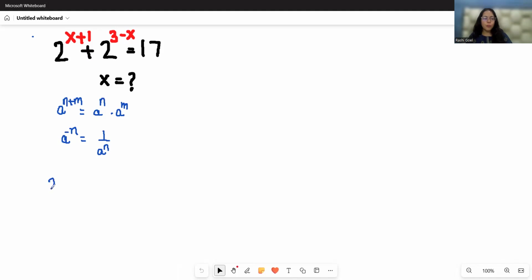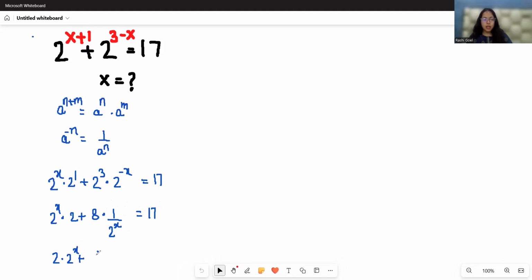So first, this 2 power x plus 1 becomes 2 power x times 2 power 1. And this 2 power 3 minus x becomes 2 power 3 times 2 power minus x, equals 17. Now 2 power x times 2, plus 2 power 3 is 8, times this 2 power negative x, we can write it as 1 by 2 power x, equals 17. So 2 times 2 power x plus 8 by 2 power x equals 17.